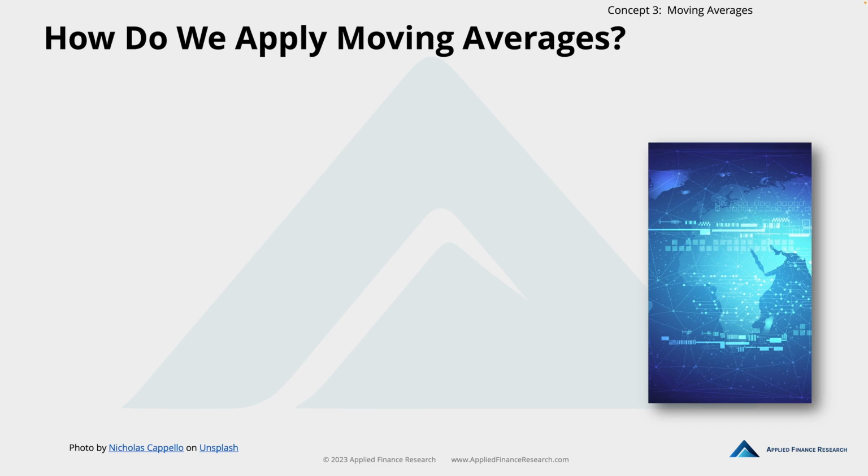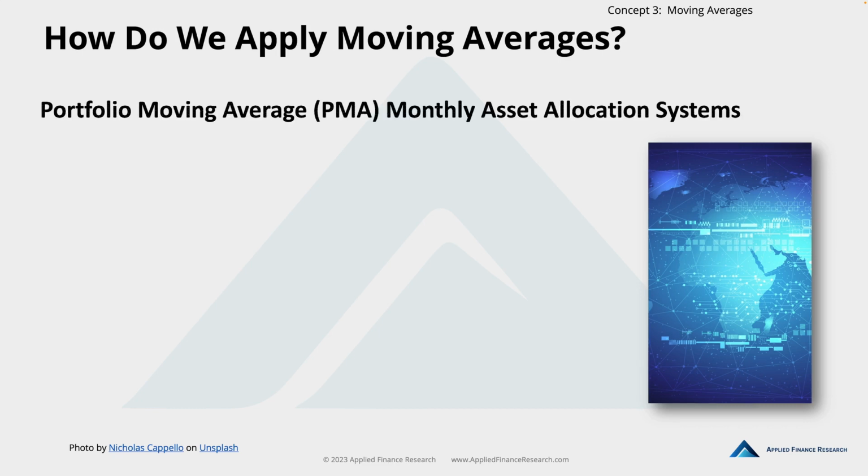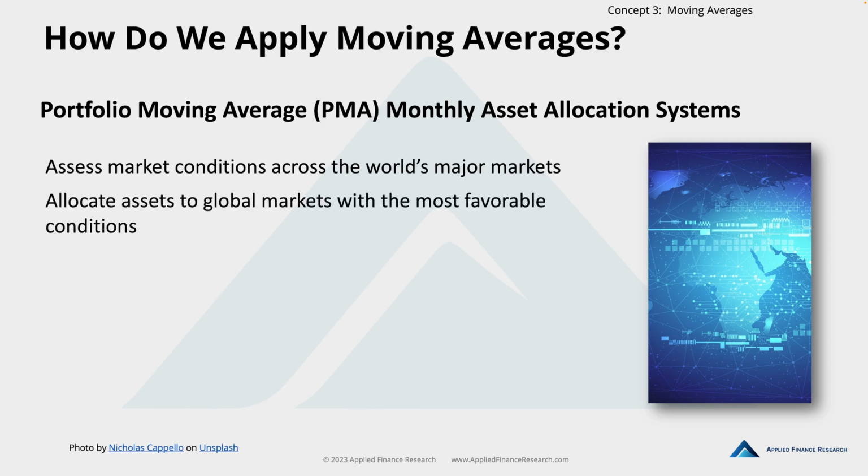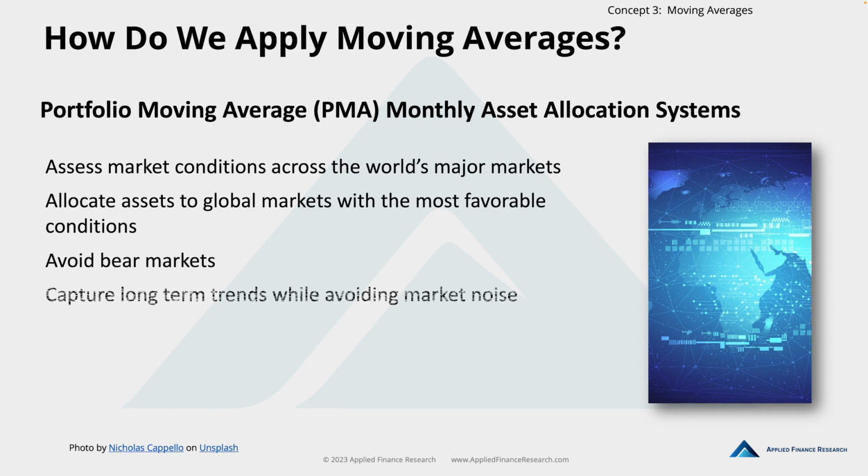So how do we apply moving averages? Well, our portfolio moving average monthly asset allocation systems are driven solely by the concept of momentum. They are very simple systems, and in these systems, moving averages help us in a number of ways. So we use moving averages to assess market conditions across the world's major markets. We allocate assets to global markets with the most favorable conditions. We avoid major bear markets, and we do that while capturing long-term trends and avoiding market noise.